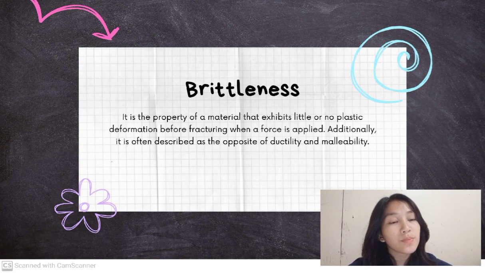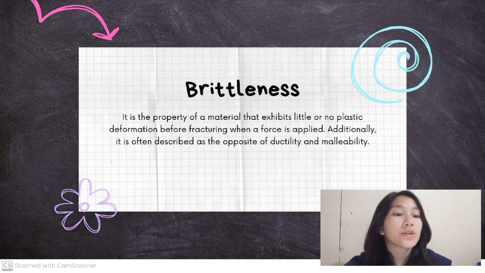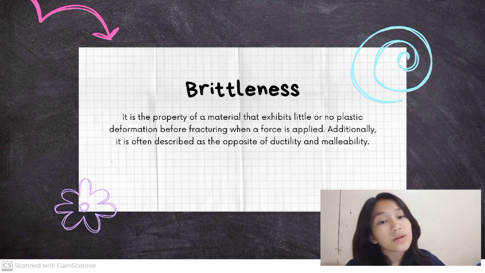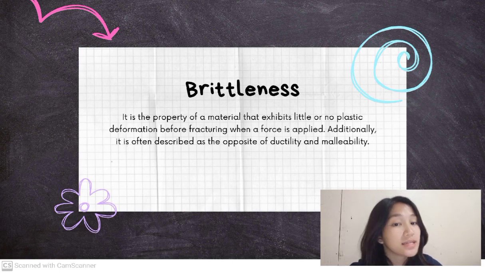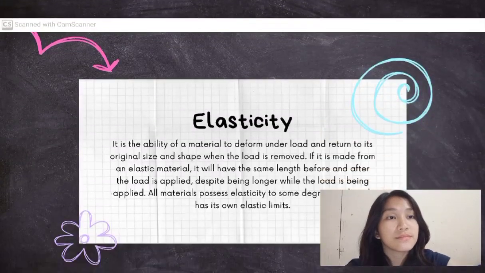Brittleness. It is the property of a material that exhibits little or no plastic deformation before fracturing when a force is applied. Additionally, it is often described as the opposite of ductility and malleability. It is the tendency to easily break, crack, or snap. Brittleness can occur in metals, ceramics, plastics, glass, and other composite materials.